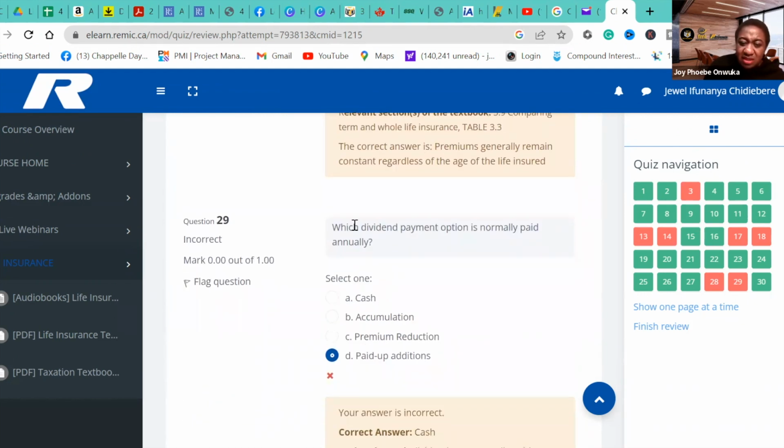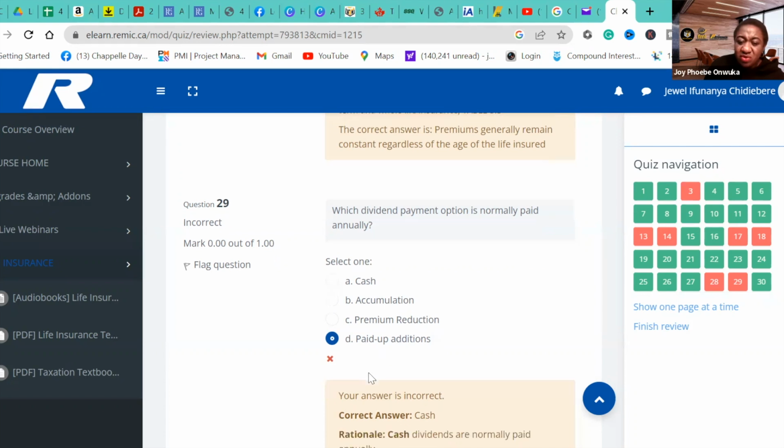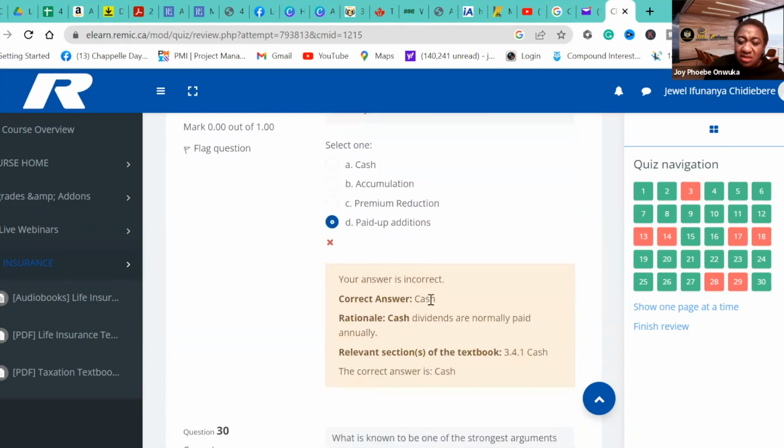All right, 29. Which dividend payment option is normally paid annually? Yeah, for this one, I struggle because I'm not sure. And then the correct answer is cash. Dividends are normally paid annually. Okay. So how do you know it's, I was going to say, why cash? Because the policyholder could choose a different method of receiving their dividend, right?